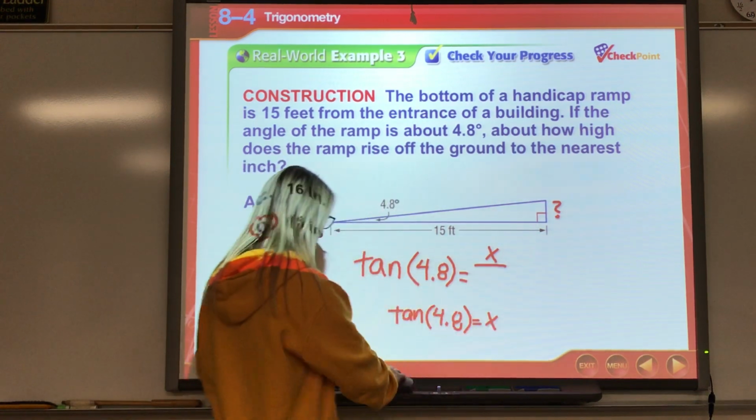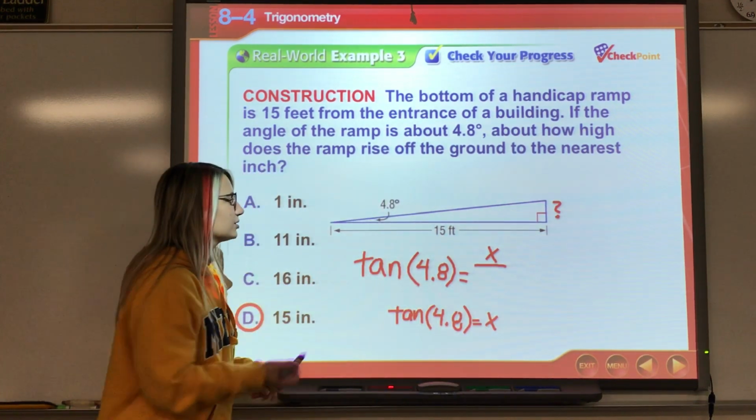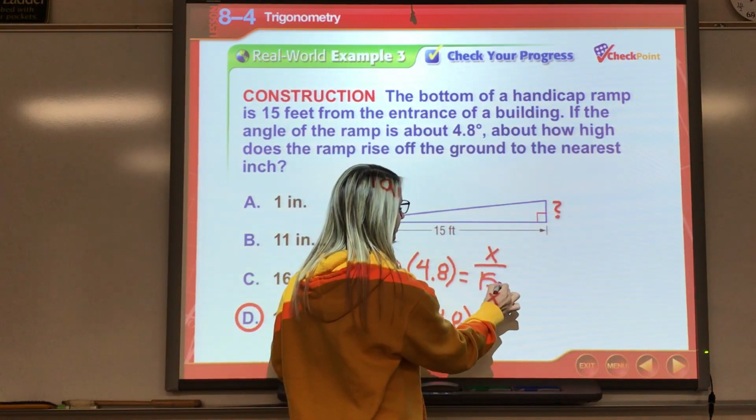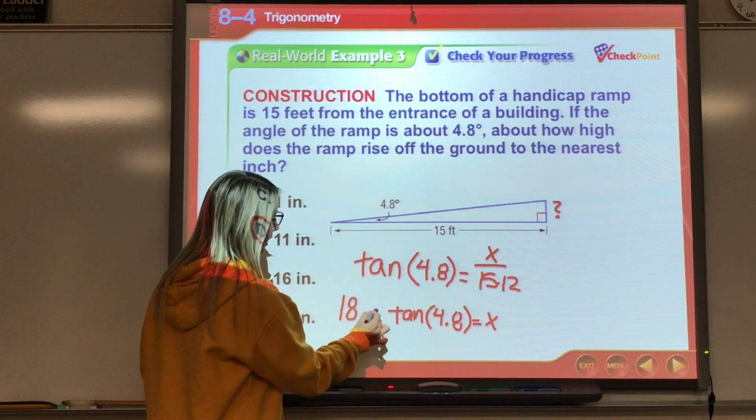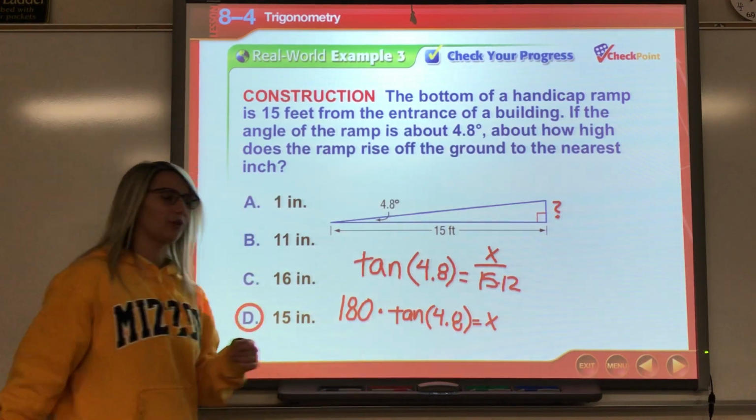Because we're looking in inches, Miss Higgins goofed. So we would have 15 times 12, which is 180. So we would actually need 180 times the tangent of 4.8.